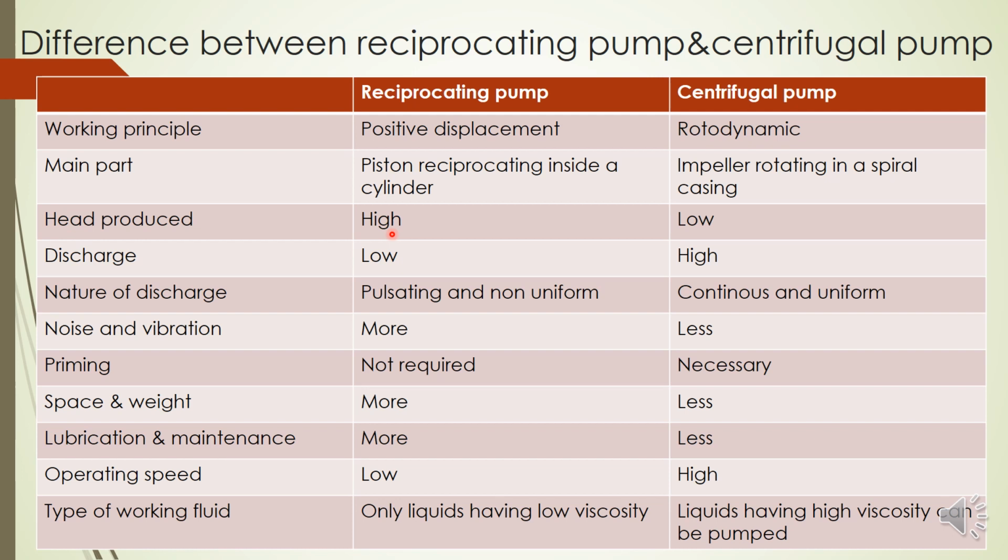We have output power as rho q g h, where rho and g are constant. So discharge and head are inversely proportional. One is high, the other one will be low. One is low, the other one will be high.